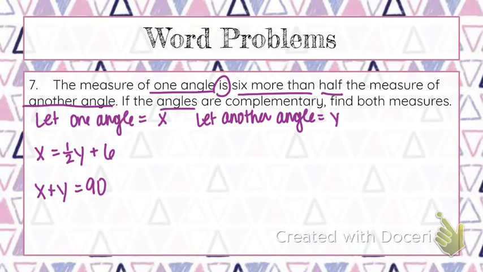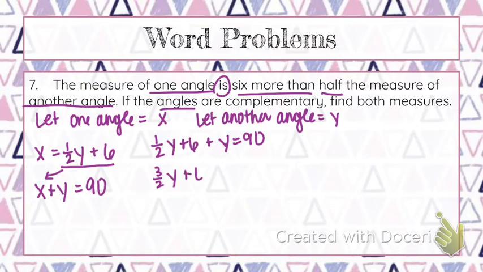So let's look at what we've got here. We know that this is what X equals, so we can plug all of that in for X in our equation. So we have 1/2 y plus 6 plus y equals 90. So 1/2 y plus y is 3/2 y plus 6 equals 90. Subtract 6 from both sides. That will give us 3/2 y equals 84.